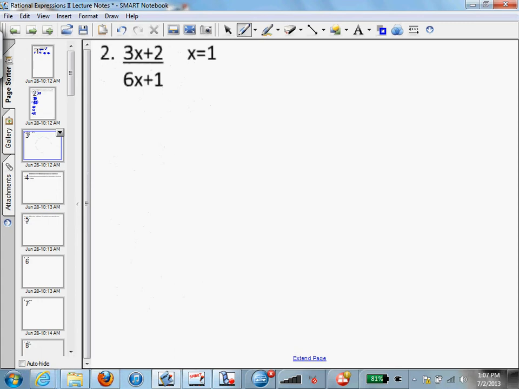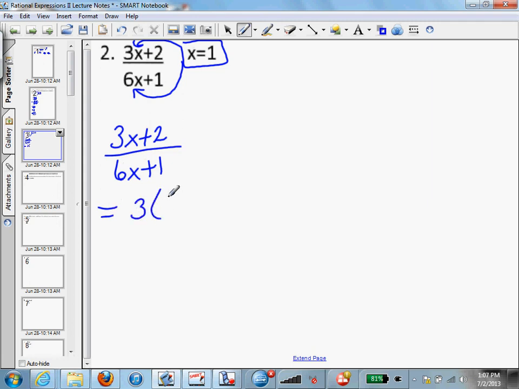Looking at our next example, we have the fraction 3x plus 2 over 6x plus 1. So we're going to take what x equals and plug it into every x found in the rational expression. So 3x plus 2 over 6x plus 1. Let's go to this next step and have 3 times what x is being replaced with, which is 1 in this case, plus 2 on top. On bottom we'll have 6 times what x is equal to, which is 1, plus 1.